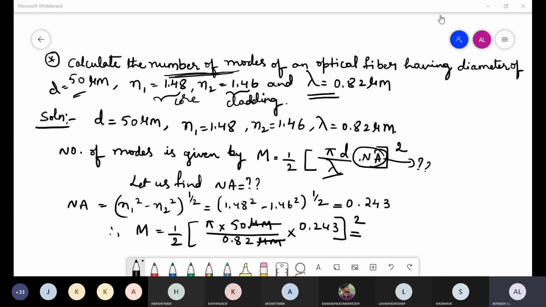So what is the answer? If you find out, it will be coming up to 1083 modes. So anybody got this answer? 1083 modes.